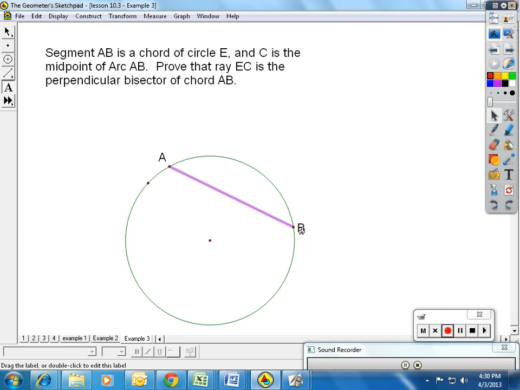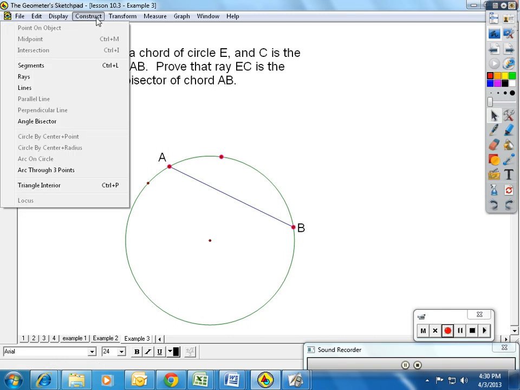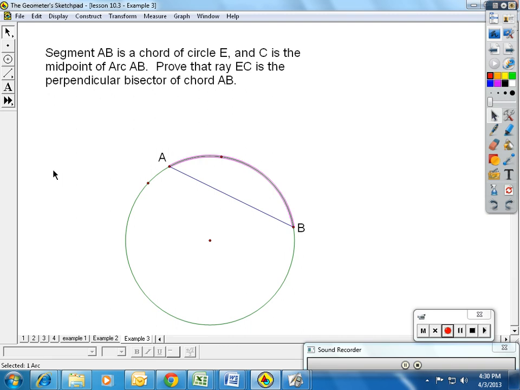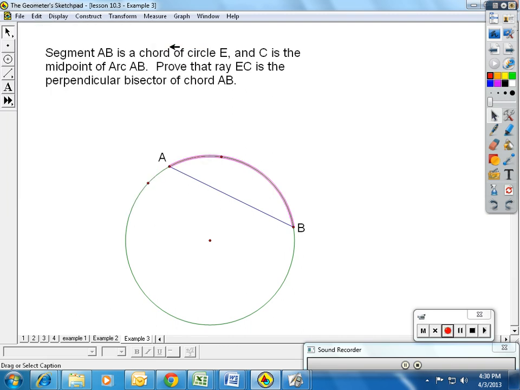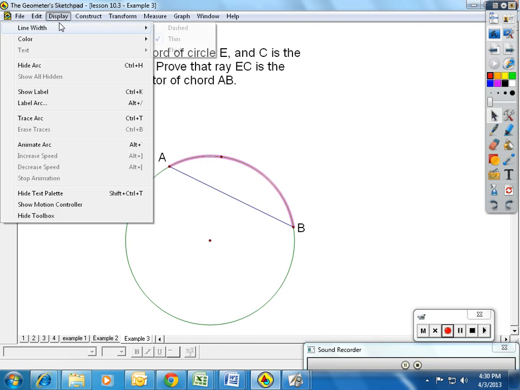C is the midpoint of this arc. So I'm going to construct this arc. On Geometry Sketchpad, you can construct the arc by highlighting 3 points, going up to construct, and down to arc through 3 points, and it's constructed there for you. I like to give it a little bit of color so that we can see it.